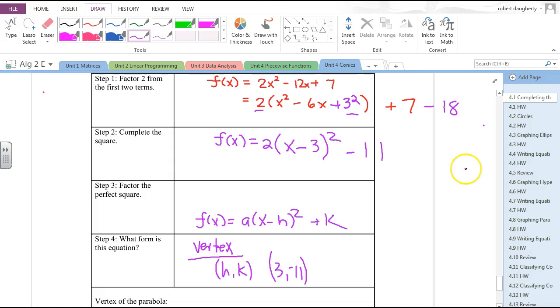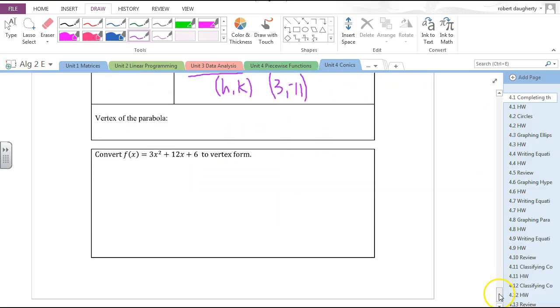Okay, and that is it. There's just one more that you can convert for the end of the lesson there. Okay, all right, remember we do have a lesson tomorrow.